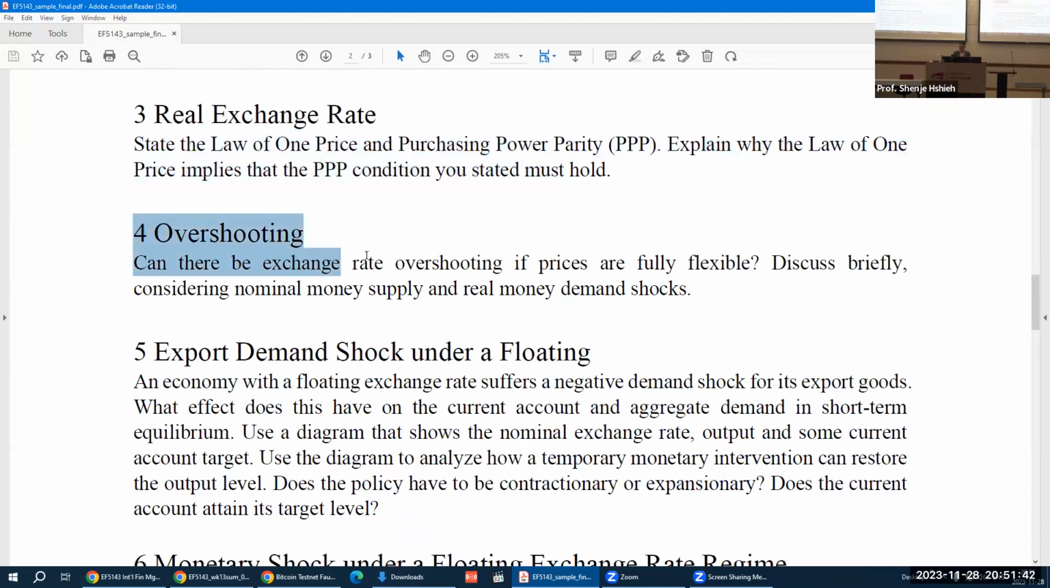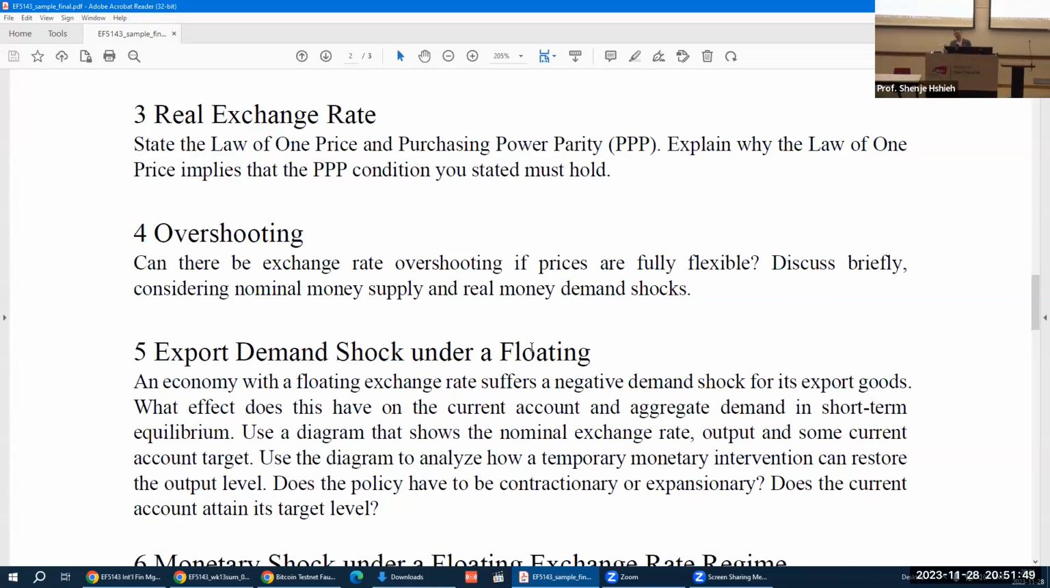All right, 4 is an observation from pre-midterm. The observation is based on UIP and the money market equilibrium equations, we can simulate volatility in the FX markets with some assumptions, namely monetary policy shocks and sticky prices. When you have those two things, you get volatility, meaning that you get an exaggerated change in the exchange rate followed by reversion. That's what overshooting means. So number 4 states, can there be exchange rate overshooting if prices are fully flexible? Discuss briefly, considering nominal money supply and real demand shocks.